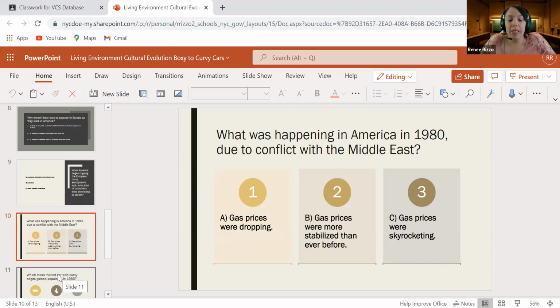Next question. What was happening in America in 1980 due to conflict with the Middle East? A, prices were dropping. B, gas prices were more stabilized than ever before. C, gas prices were skyrocketing. So the correct answer, according to the video, is C, gas prices were skyrocketing. And if your students don't know what that word skyrocketing means, you can go over with them that skyrocketing means that they were rising at a very, very fast rate.